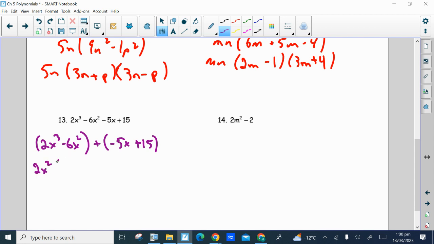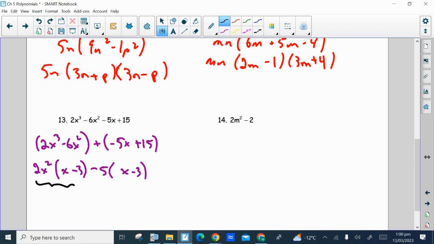The common factor out of the first set of brackets would be 2x squared. And that would leave us x minus 3. You need to take a common factor out of the second set so you also get x minus 3, which means you need to take out a common factor of negative 5. That will give you the x minus 3.